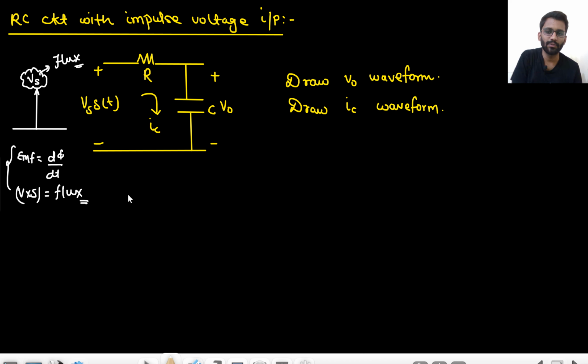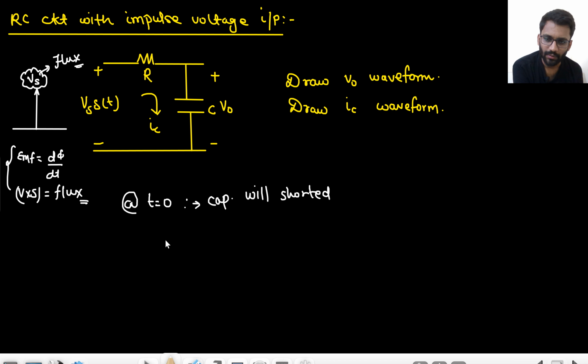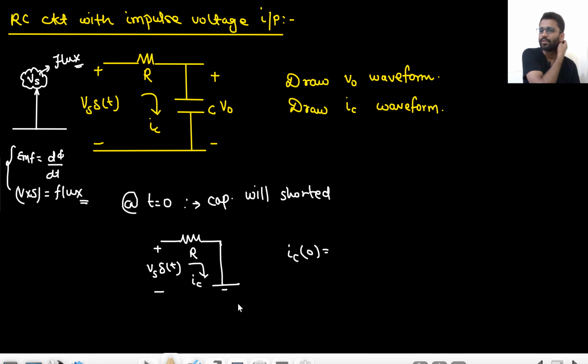Okay. So what is happening at t equals to 0? At t equals to 0, not at t equals to 0 plus, at t equals to 0, capacitor will be short circuited. Capacitor will be shorted, right? So let me draw the circuit at t equals to 0. This is R, and here we have this impulse voltage, that is Vs delta t. Tell me what will be the value of IC at t equals to 0 plus, at t equals to 0. What will be the value of IC at t equals to 0? Vs delta t by R. That means impulsive current.